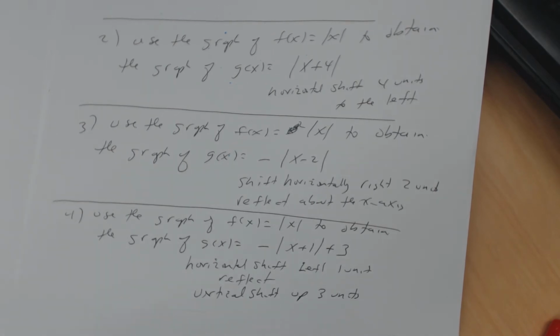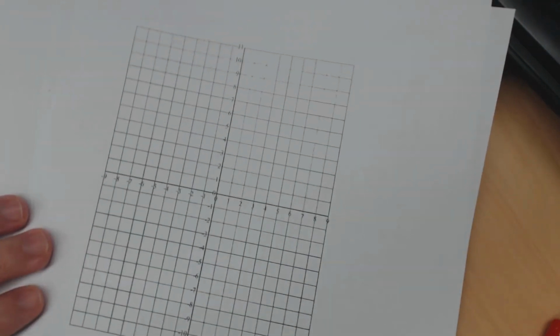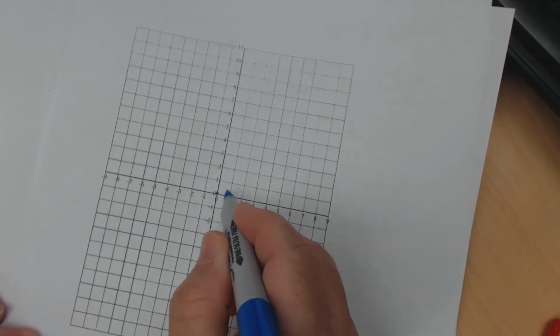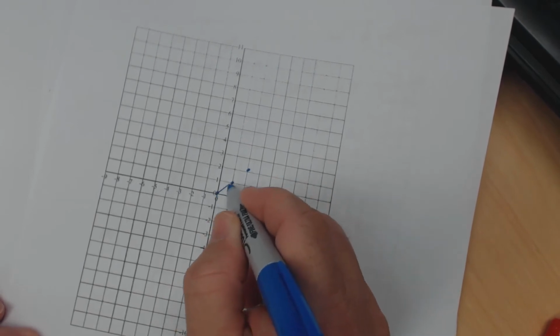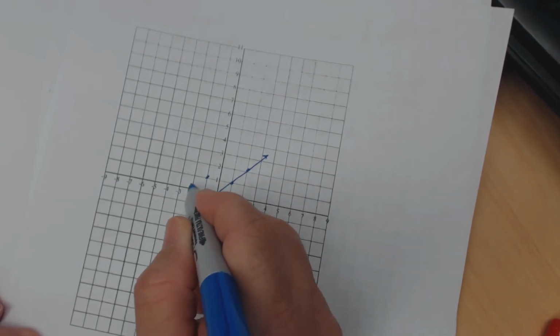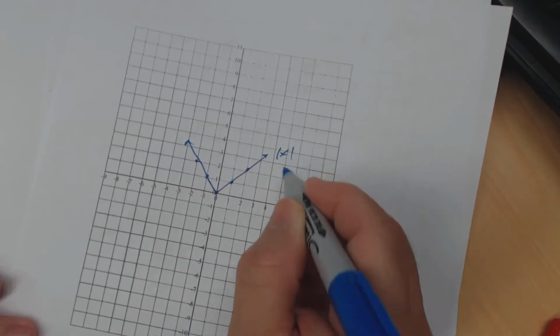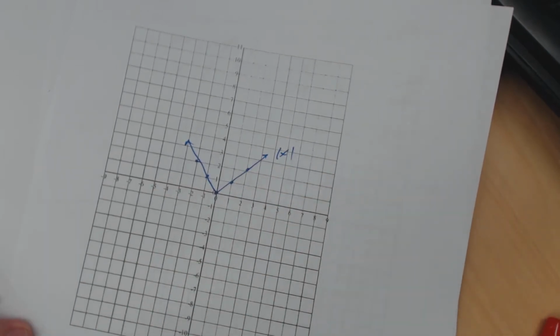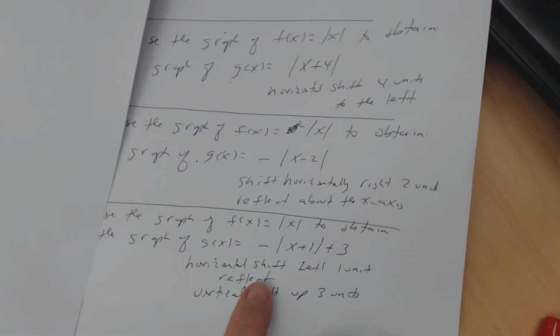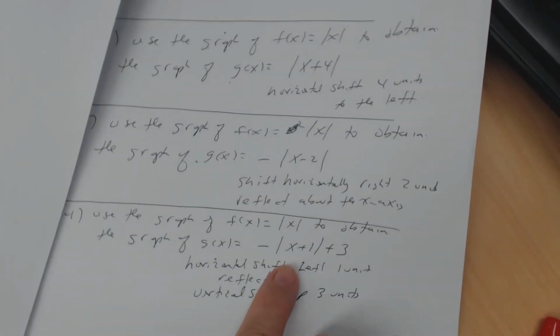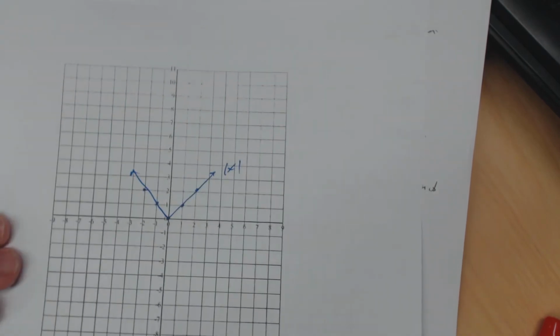So the first thing you're going to do is graph the parent function. So you graph the parent function, 0, 0, 1, 1, 2, 2. Negative 1, 1, negative 2, 2. That's your parent function. Okay? Then you're going to do the horizontal shift, so 1 unit to the left.